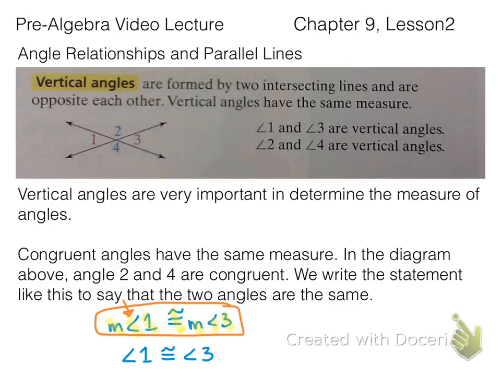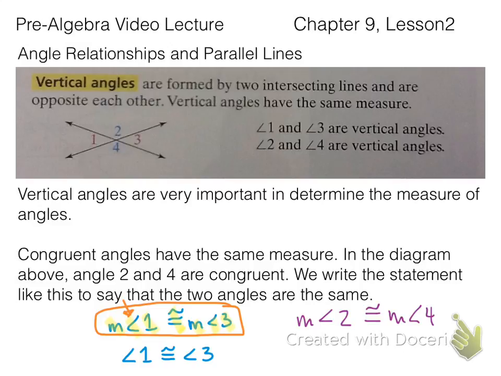All right, so again, you could also have the measure of angle 2 is congruent to the measure of angle 4. All right, so congruent angles have the same measure, and in the diagram above, angle 2 and 4 are congruent. We write this statement like this down here at the bottom.